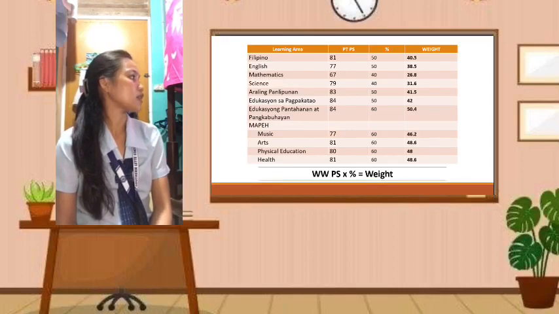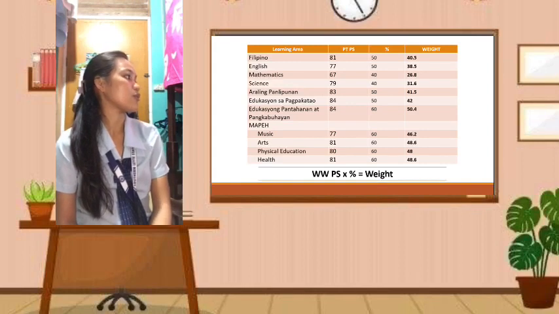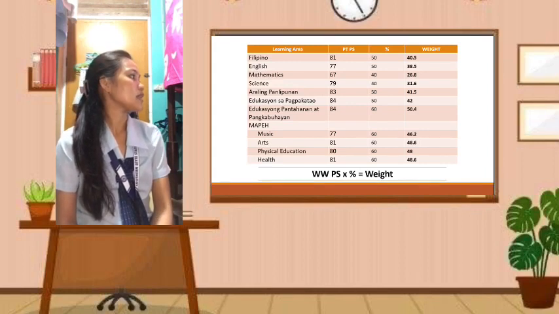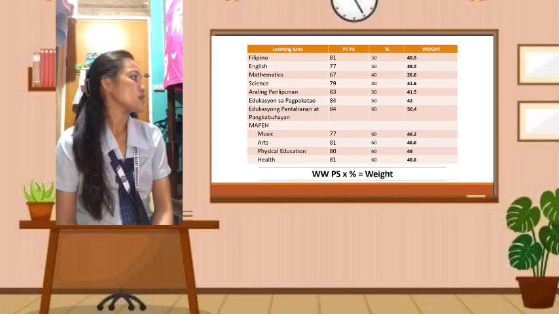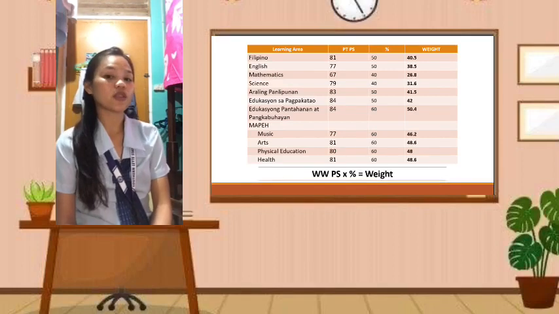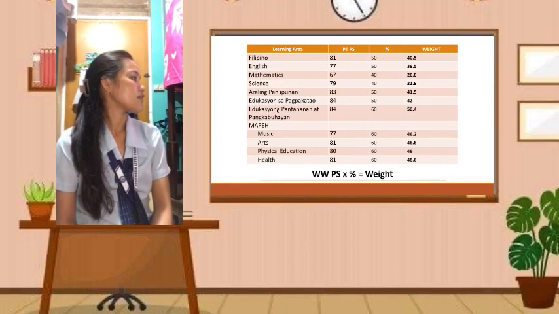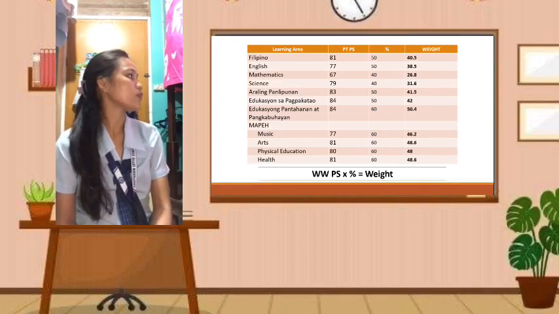79 times 0.40 is equivalent to 31.6. 83 times 0.50 is equivalent to 41.5. 84 times 0.50 is equivalent to 42. 84 times 0.60 is equivalent to 50.4. 77 times 0.60 is equivalent to 46.2.